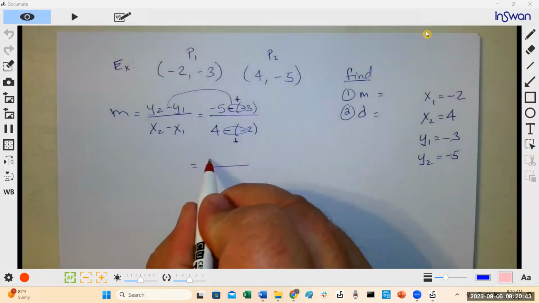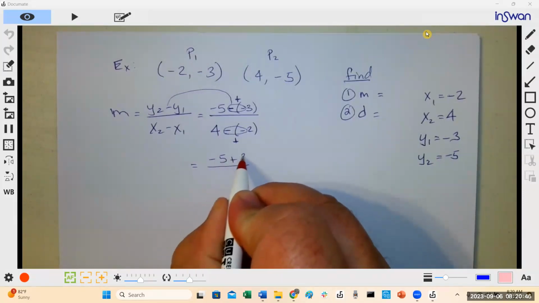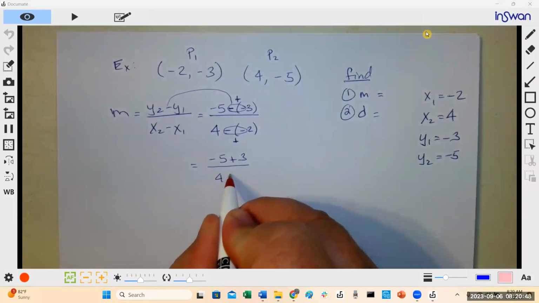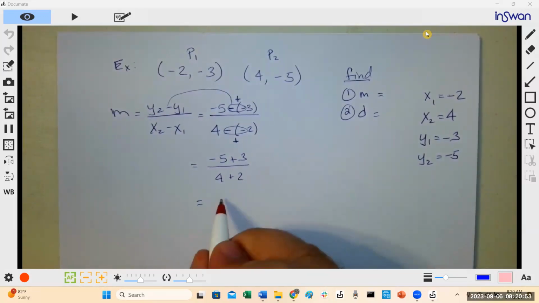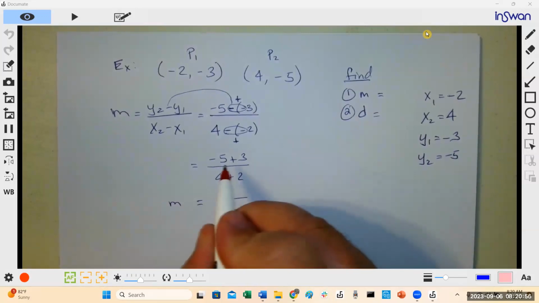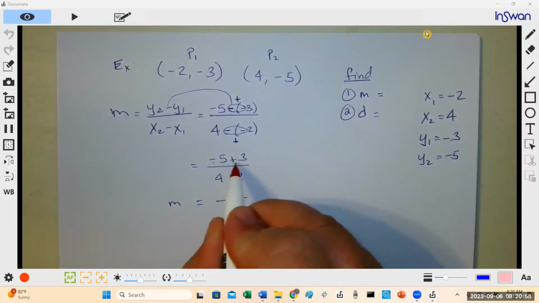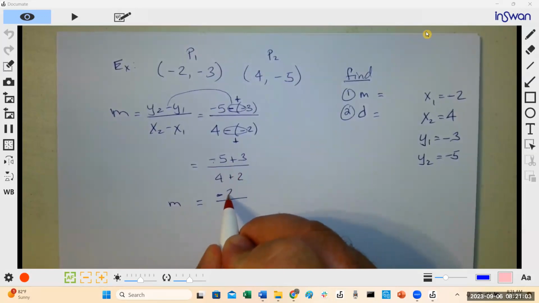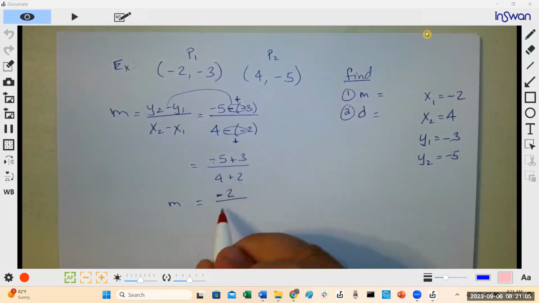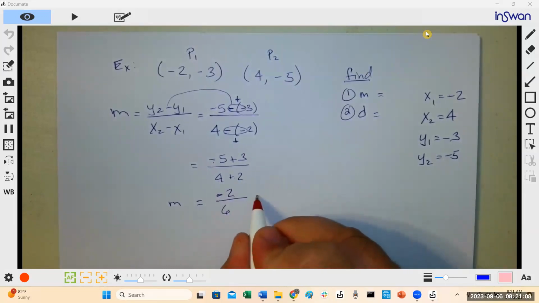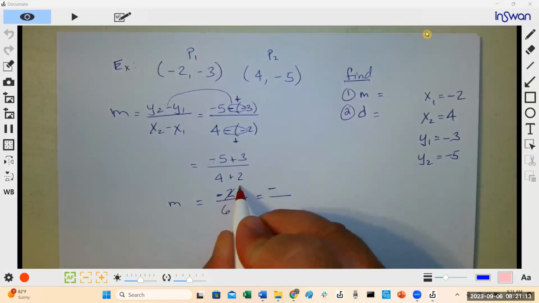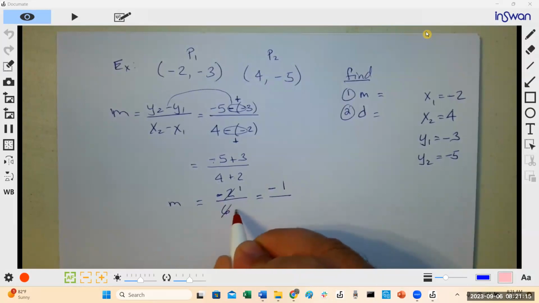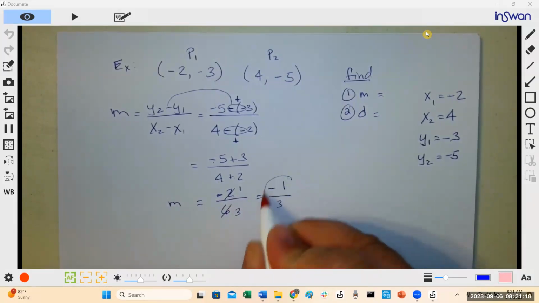So our equation becomes -5 plus 3, over 4 plus 2. A negative and a positive, they're different signs. 5's bigger, so the answer is negative. 5 minus 3 is 2. 4 plus 2 is 6. So the answer is going to be negative. 2 goes into 2 once. 2 goes into 6 3 times. So there's our slope.